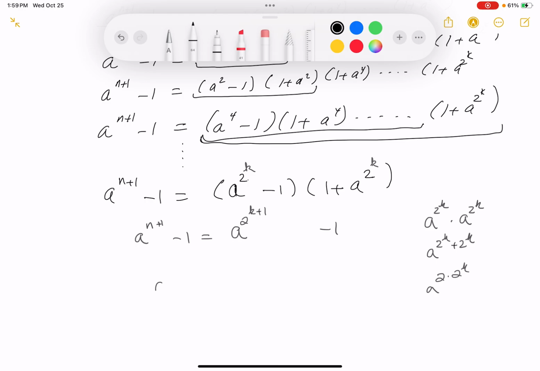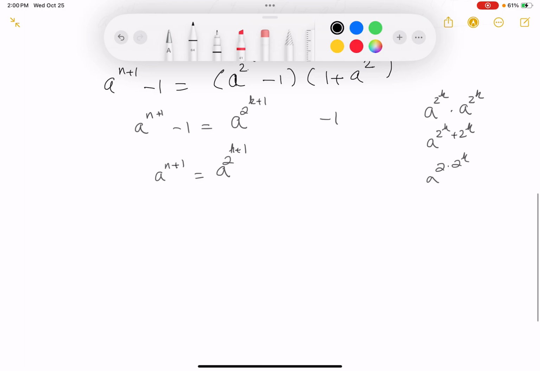What are you left off with? You left off with a to the n plus 1 would equal a to the 2 to the k plus 1. I'm adding 1 to both sides, by the way. And what does that mean? N plus 1 is equal to 2 to the k plus 1. And that's a relationship between n and k, by the way. That's what they asked for. That's what we've given them.